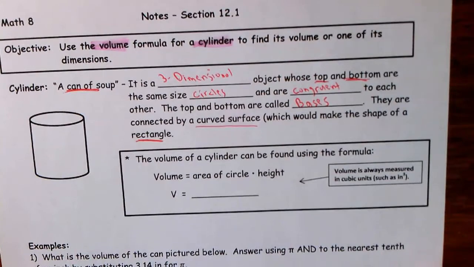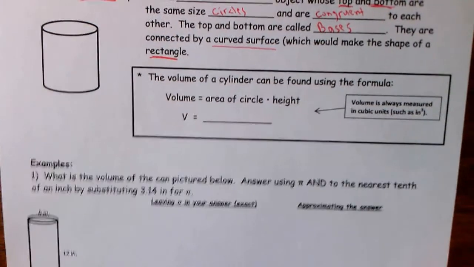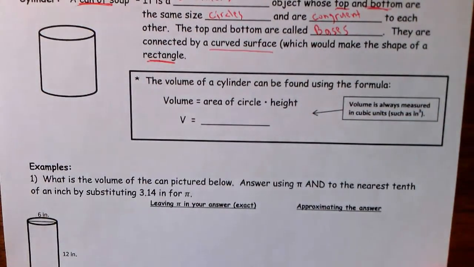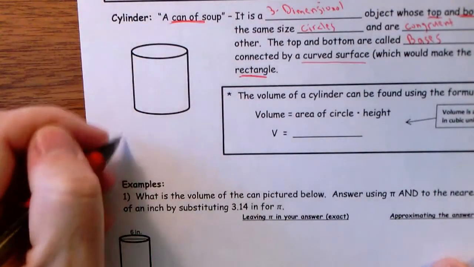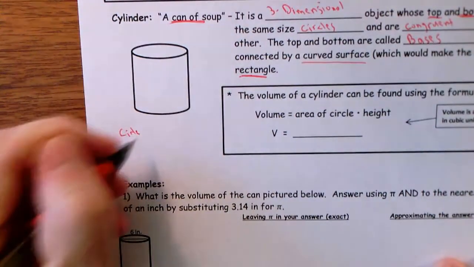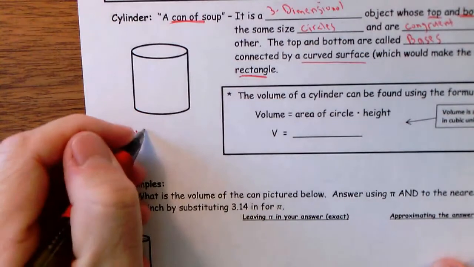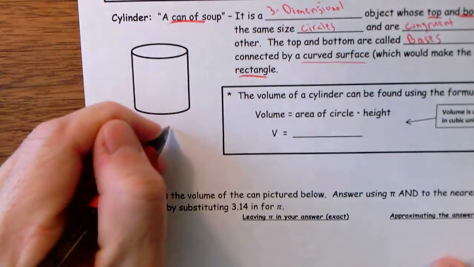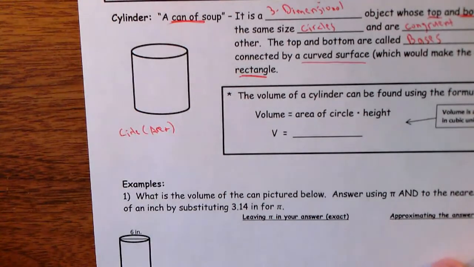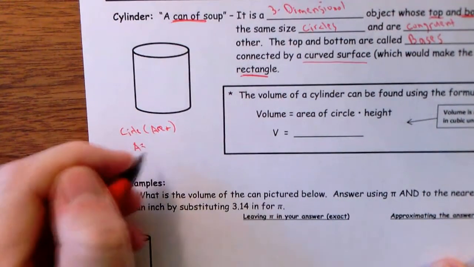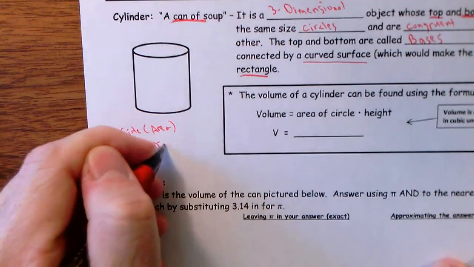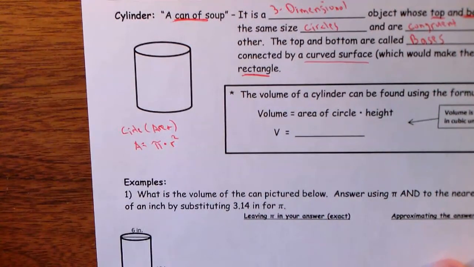All right, so that's what a cylinder is, and all we are concerned about today is how to find its volume or other dimensions. So I have the volume formula for you here, but first I want to talk about a circle. So the top and bottom, of course, are a circle, and one of the important things to know about a circle, and maybe you already know this, is how to find its area. Did you know that the area of a circle is equal to pi times the radius squared?